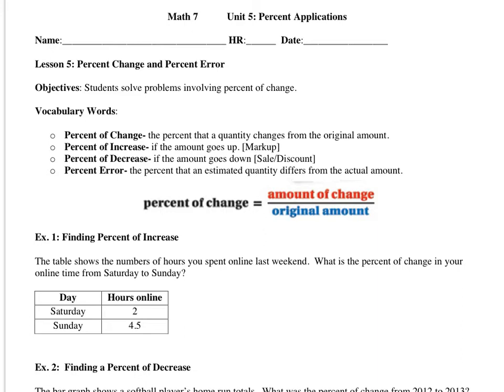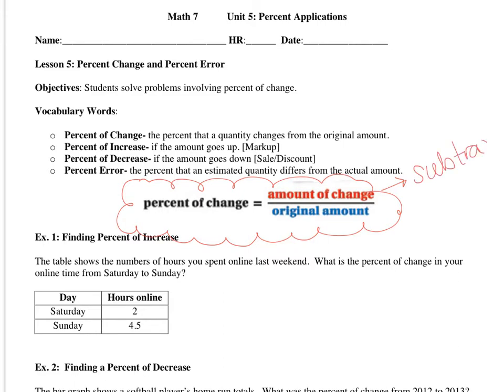The way that we're going to find and calculate all of our percent change questions will be to find the amount of change, which we do by subtracting. So we're going to do some subtraction. We're going to do some division. So we're going to subtract our new from our original, and then we're going to divide it by the original amount. When we get that, we get a decimal, and we're going to change it to a percent by moving the decimal 2 places to the right.